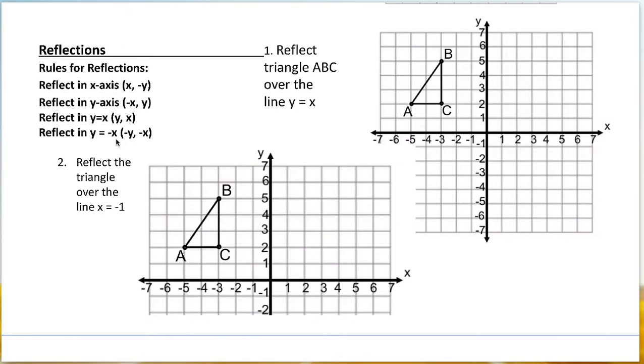The line y equals negative x would have a y-intercept of (0, 0) and have a slope of -1. You would graph that on the graph grid, and you can use counting to graph the new points. Or you can use the rule where the x and y switch places and change signs.